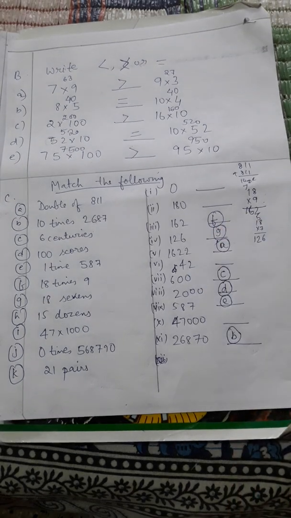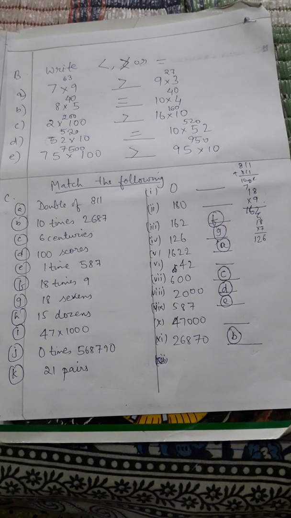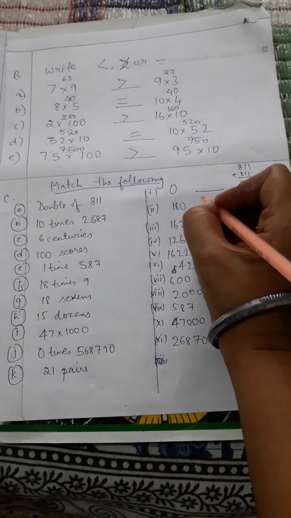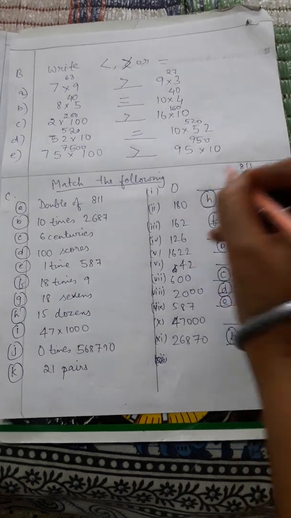Now 15 dozens is equal to, 1 dozen, there are 12 pieces. So 15 dozens will be 15 into 12, so 180. So this is 180 at number 2.